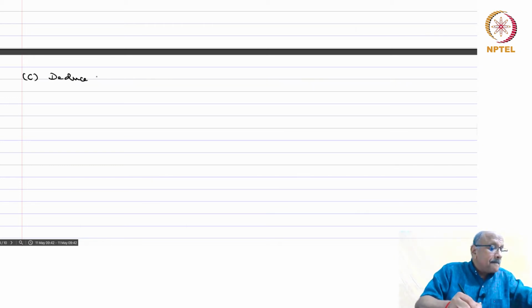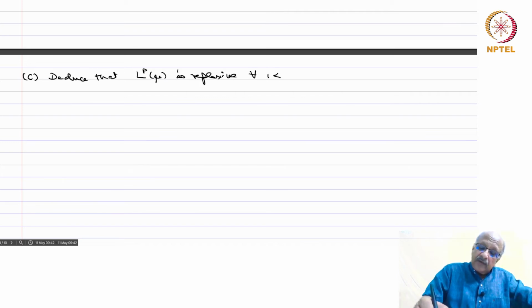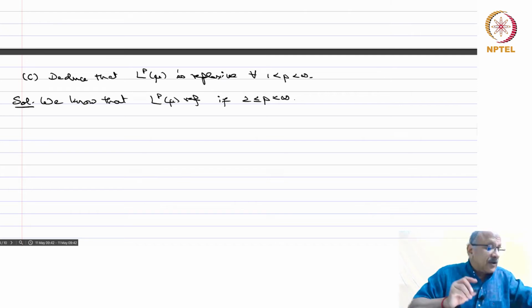Deduce that L^p(μ) is reflexive for all 1 < p < ∞. So we know the solution: L^p(μ) is reflexive if 2 ≤ p < ∞.